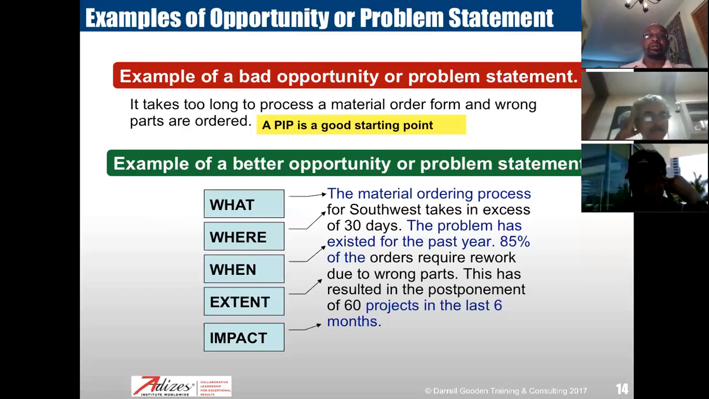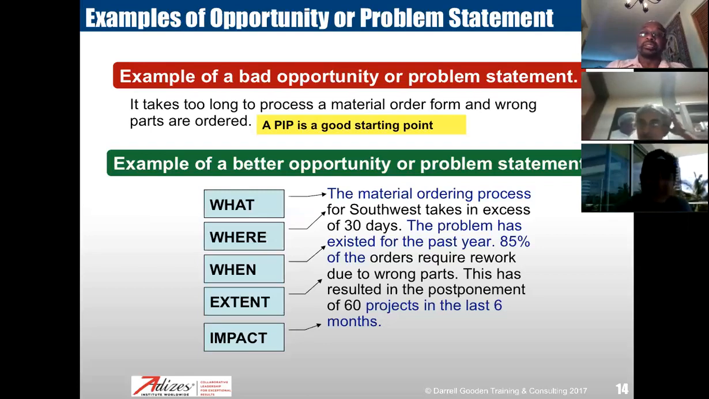So I'm going to go through these last few slides here. An example of an opportunity or problem statement. It needs to be clear. And here's a poor example: It takes too long to process a material order form and wrong parts are ordered. A better, more well-defined problem statement addresses the what, where, when, the extent, and what is the impact. And specifically, you need to get some details in there.